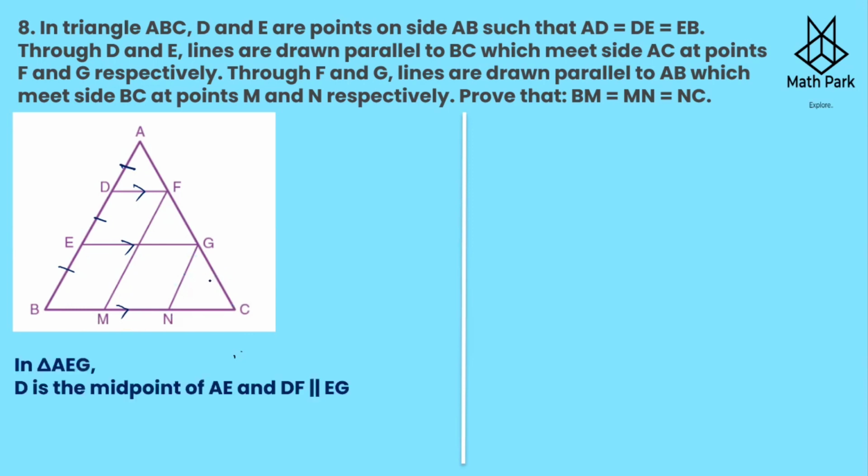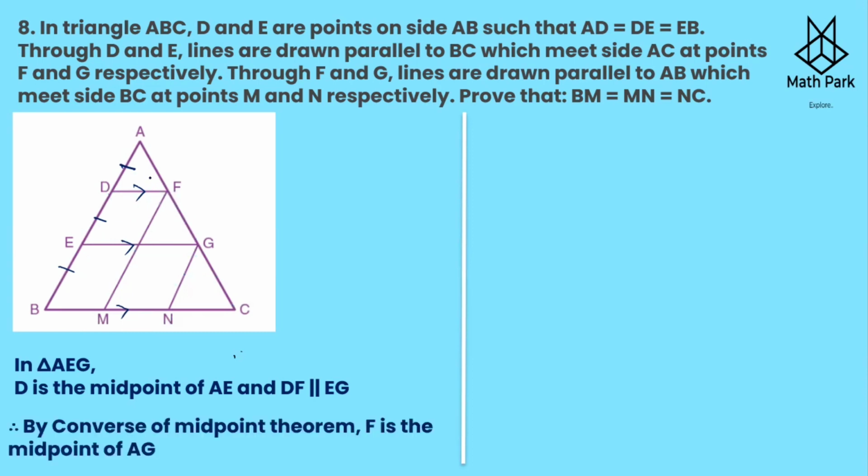Okay. So we'll be using the equal intercept theorem here. In triangle AEG, since D is the midpoint of AE and DF is parallel to EG, therefore by the converse of the midpoint theorem, you get F is the midpoint of AG. So you get AF is equal to GF. Let this be equation number 1.